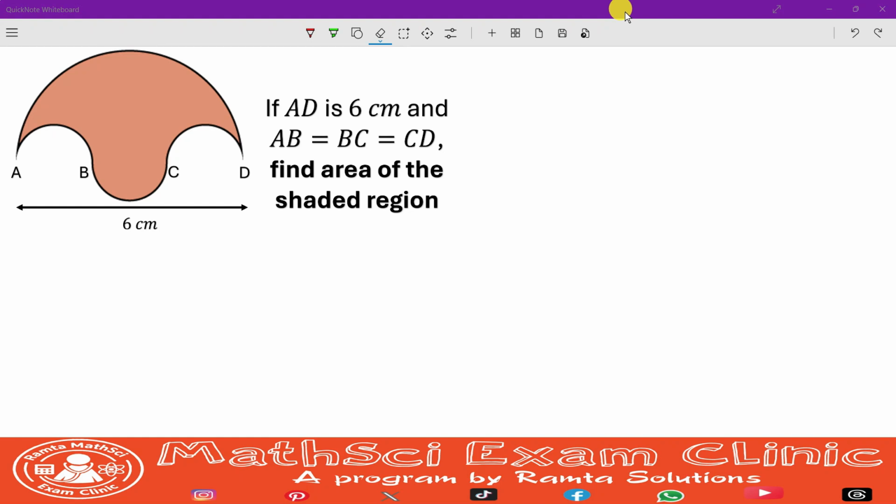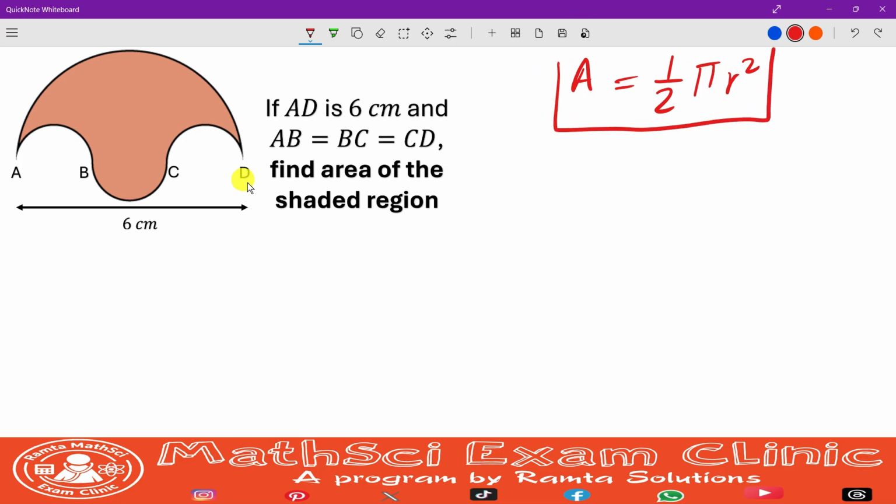Hello, guys. Today in the exam clinic, we are looking at a question from measurement. The question says if AD is 6 centimeters and AB equals BC equals CD, find the area of the shaded region. What we are looking at here are semicircles, so we need the area of a semicircle. The area of a semicircle is half times the area of a circle, meaning it is half pi r squared.